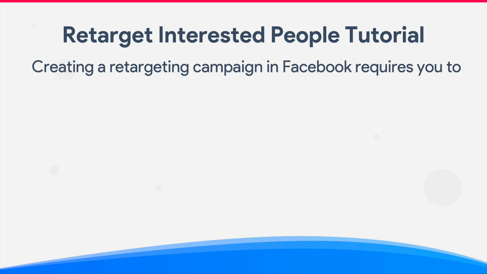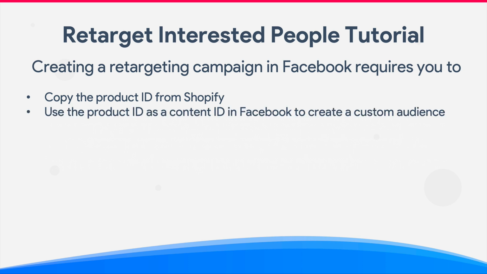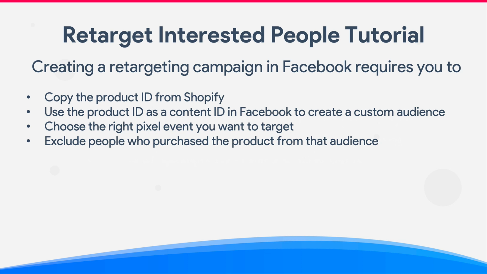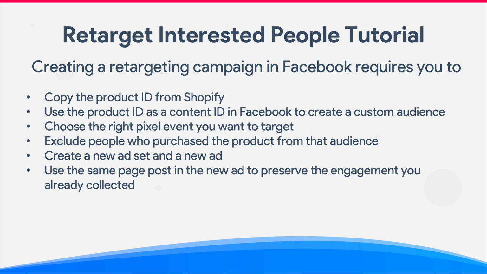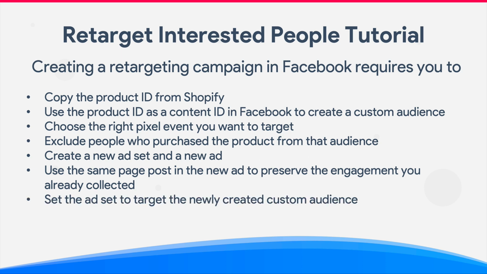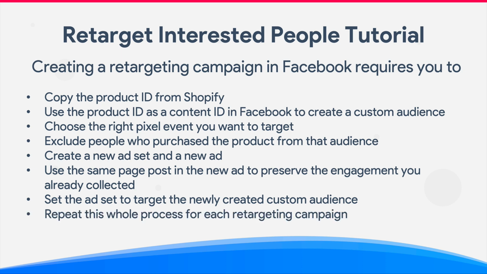Creating a retargeting campaign in Facebook requires you to copy the product ID from Shopify. Use the product ID as a content ID in Facebook to create a custom audience. Choose the right pixel event you want to target. Exclude people who purchase the product from that audience. Create a new ad set and a new ad. Use the same page post in the new ad to preserve the engagement you already collected. Set the ad set to target the newly created custom audience. Repeat this whole process for each retargeting campaign.